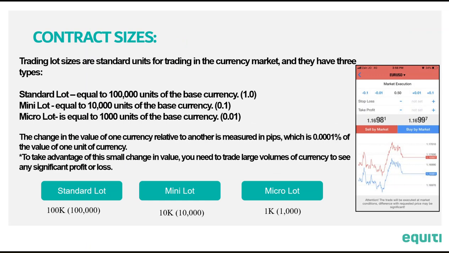A contract size refers to the notional amount of a currency pair that you are trading. It is also known as a lot size. You may hear this a lot. Traders always use it: how many lots have you used, or what's the lot size in your account, or in your orders? The contract size determines the value of each pip movement, which is the smallest price change that a currency pair can make.